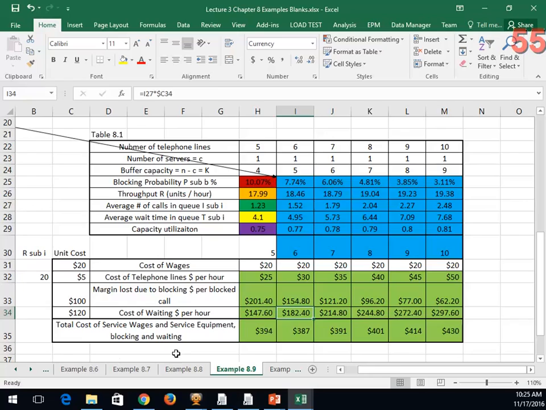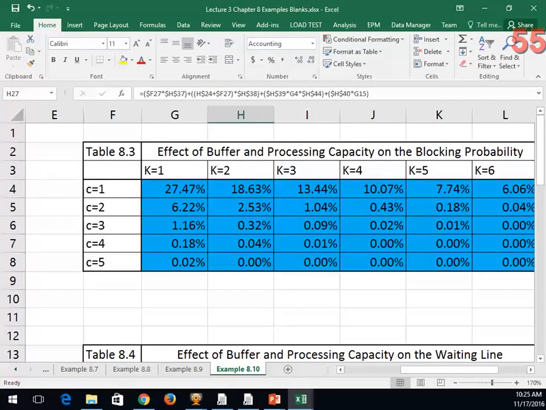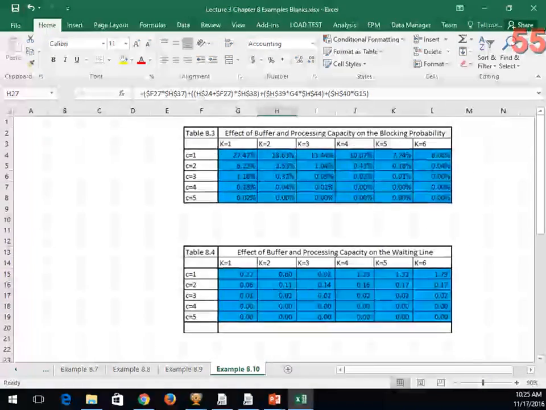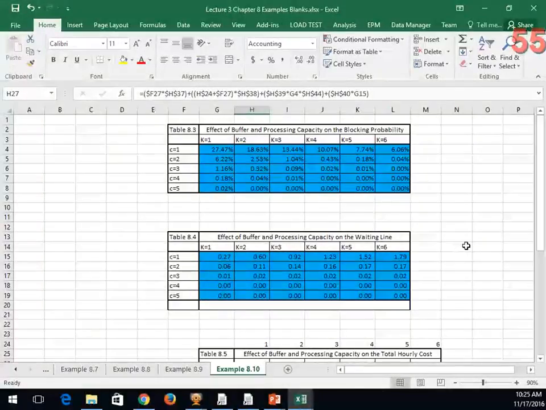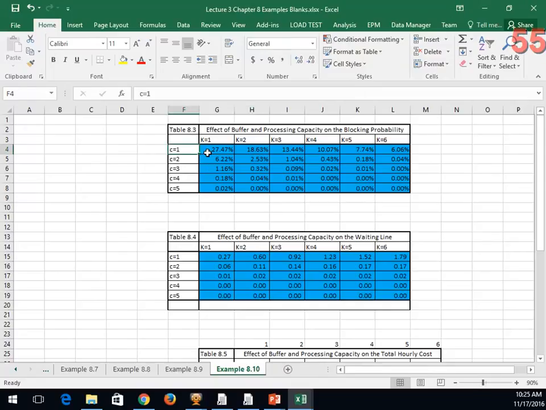All right. And so the last example then says, well, what if we varied both of those? What if we varied both how many people are waiting and how many people we have serving, and what the buffer capacity is? So we looked at the effect of buffer and processing capacity on the blocking probability. So this is the blocking probability given one server and 1 buffer, 2 servers, 1 buffer, 3 servers, 1 buffer. What's the probability that they're going to be blocked from the system?